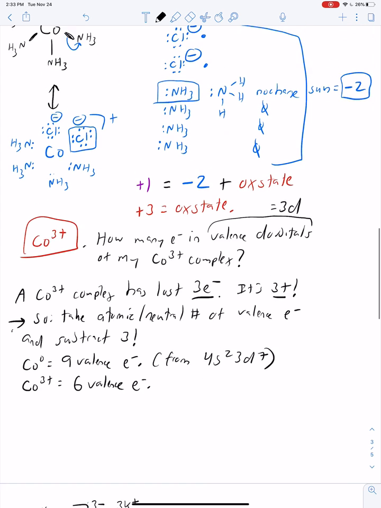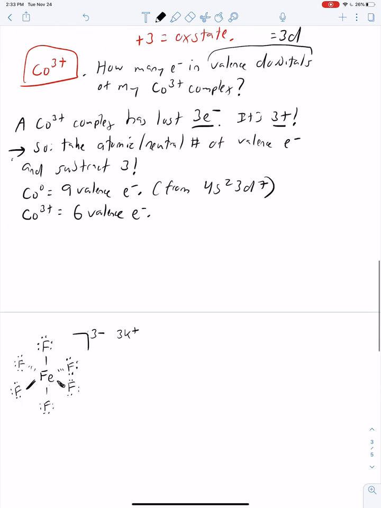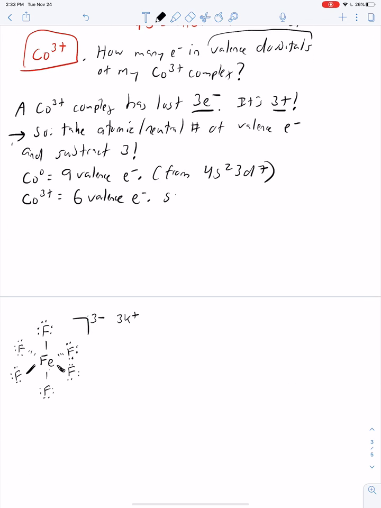And the key assumption that we make is that whatever number of valence electrons we have, we dump them all in the d orbitals. We assume that they are all occupying the valence d orbitals. We assume that they are all in the 3d orbitals. There's 6. That is how we tackle this problem.